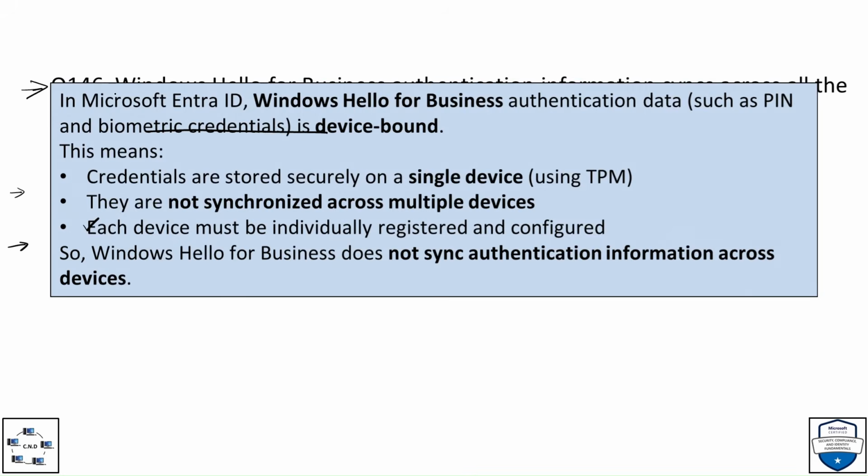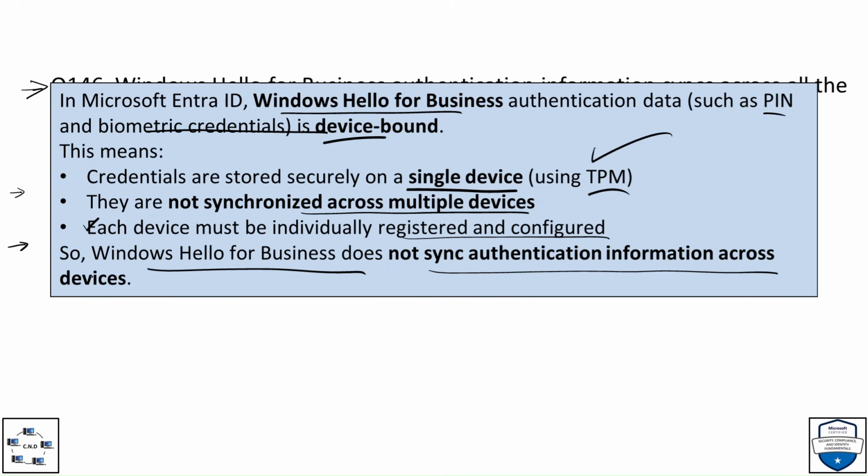And the explanation is, so in Microsoft Entra ID, Windows Hello for Business authentication data such as PIN and biometric is device bound. This means credentials are stored securely on a single device using TPM chip. So TPM is basically a security chip inside that specific device such as laptop. It is hardware based where the credentials such as these pins and security keys for encryption and decryption are stored. So they are not synchronized across multiple devices and each device must be individually registered and configured. So Windows Hello for Business does not sync authentication information across devices.